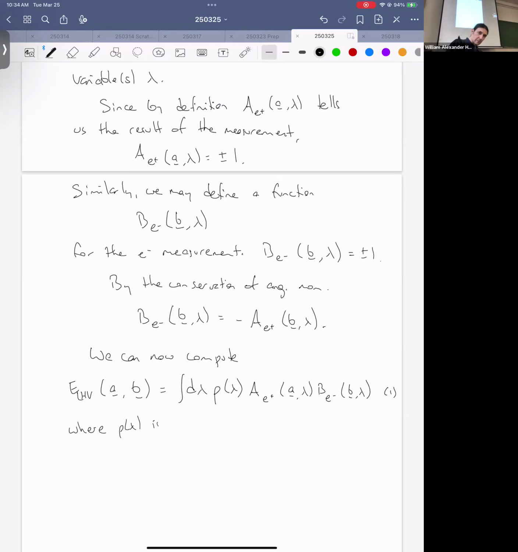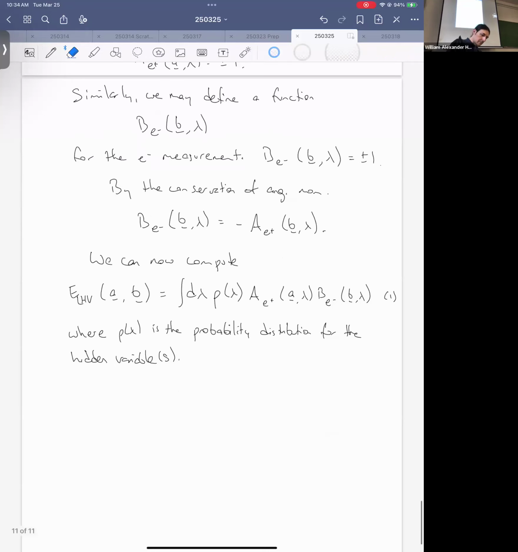So rho lambda is the probability distribution for the hidden variables, which we may or may not know. So we're being super duper general here. Maybe there's some deeper theory, we just don't know it yet. Maybe at some point we've discovered this deeper theory and then we know exactly what this rho of lambda is.